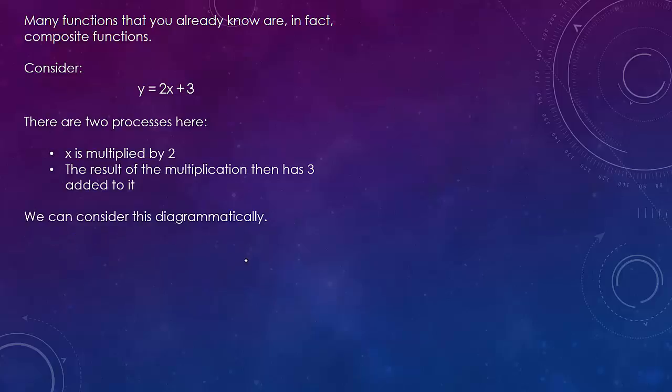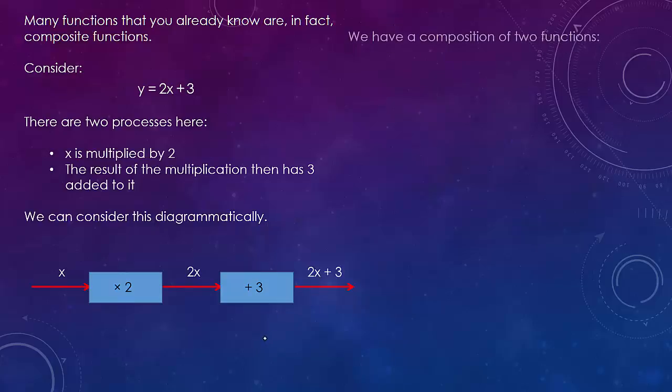We can consider this diagrammatically. So we have x going in, and it first meets a function that multiplies by 2, which means that 2x comes out of here. It then meets a function that adds 3, so that 2x plus 3 comes out of there. We have a composition of two functions in this case.